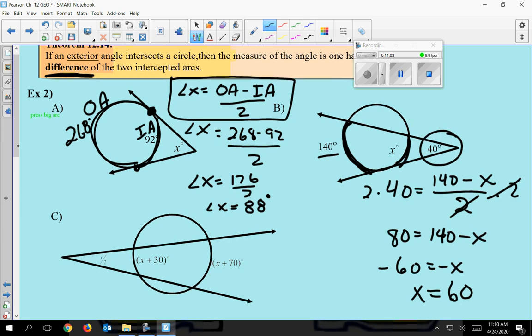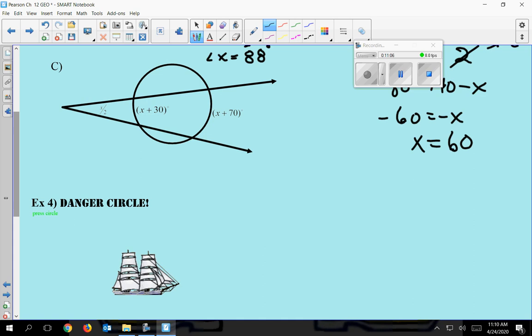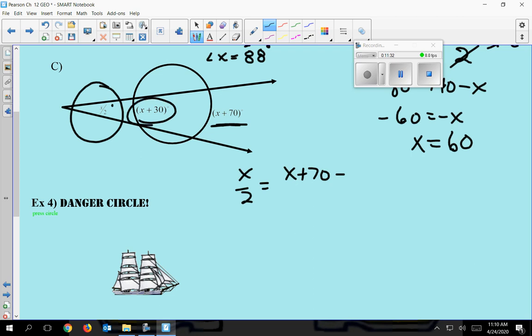Okay, example C is, I think, on the next page in your packet, and there's some math involved here. Let's set it up with how the formula was set up. I've got an exterior angle. There should be a little angle symbol there. So my angle is really x over 2. It equals the outside arc. The outside arc is this guy, so x plus 70 minus the inside arc. I'm going to put that in parentheses because it's a quantity and I'm subtracting it. And I'm going to divide that by 2.